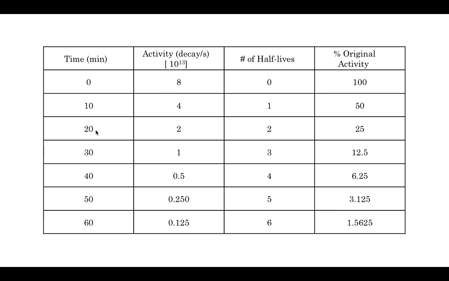At 20 minutes, we take our Geiger counter and now we're down to 2 decays per second. And so this is again half of what we had originally, half of a half. So we're now at 2 half-lives that have passed. And we're down to about 25% of the original activity. At 30 minutes, we're down to 1. At 40 minutes, we're down to 0.5. And it keeps on getting smaller and smaller by a half each time. And these are what we call half-lives.